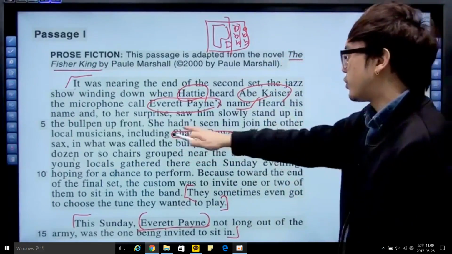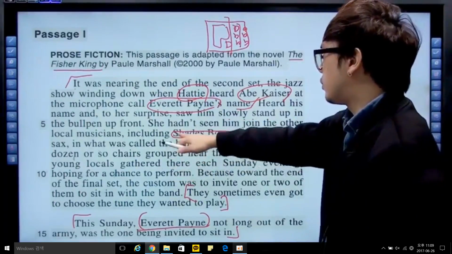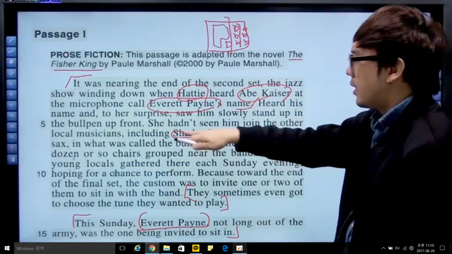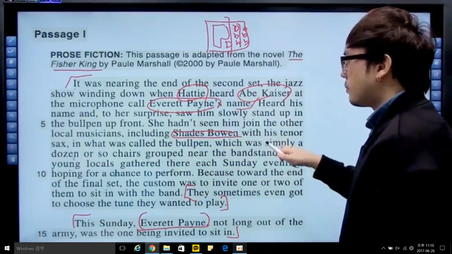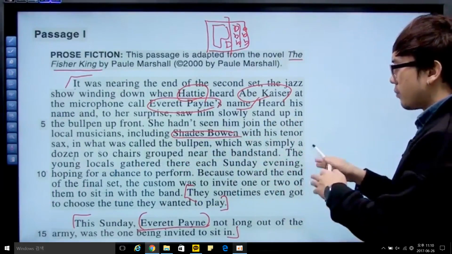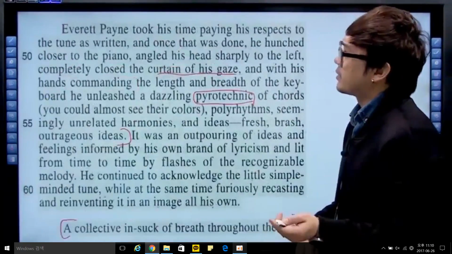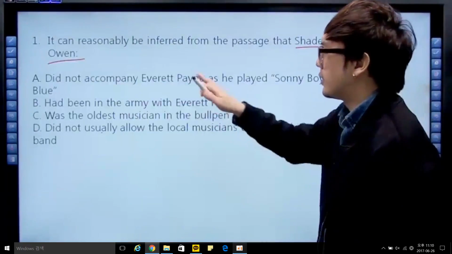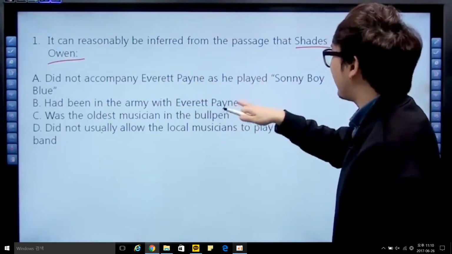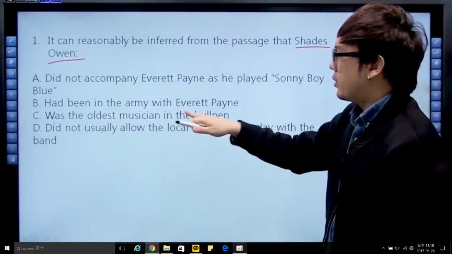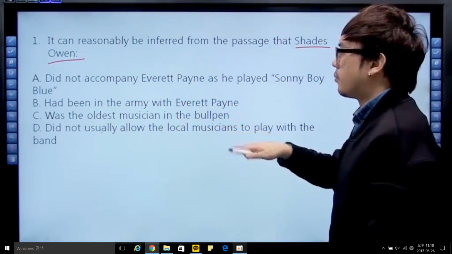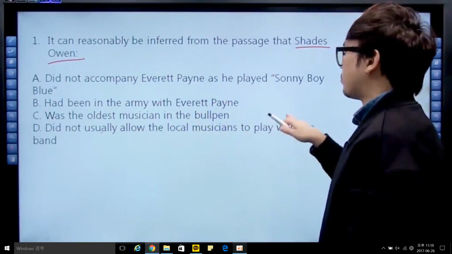And so you read that she hadn't seen him join the other local musicians, including Shades Bowen, with tenor sax, in what was called the bullpen, which was simply a dozen or so chairs grouped near the bandstand. So Shades Bowen is a local musician, right? So if that's the idea, then what should be your answer? Did not accompany Ever Payne as he played Sonny Boy Blue. Had been in the army with Ever Payne, was the oldest musician in the bullpen, or did not usually allow the local musicians to play with the band.